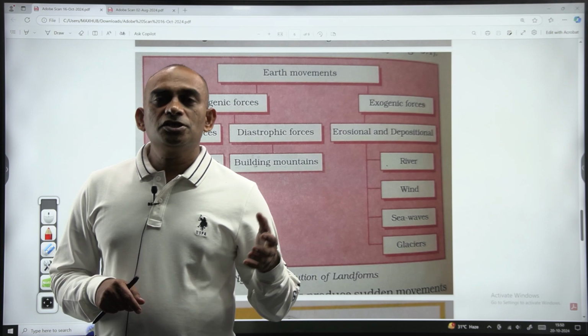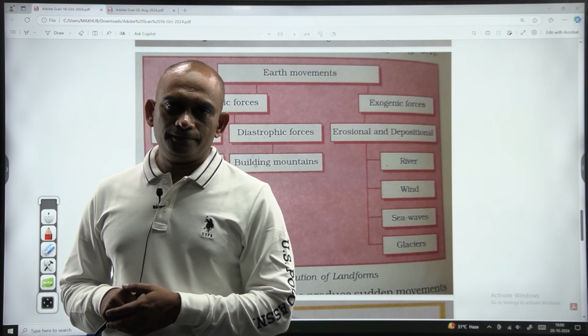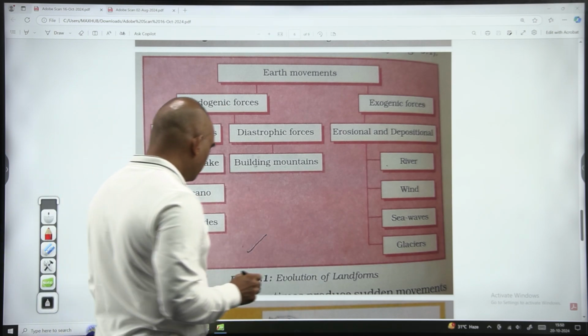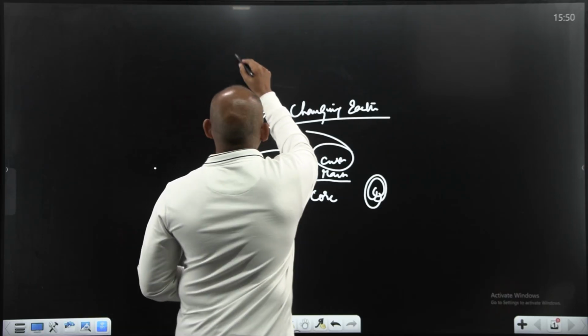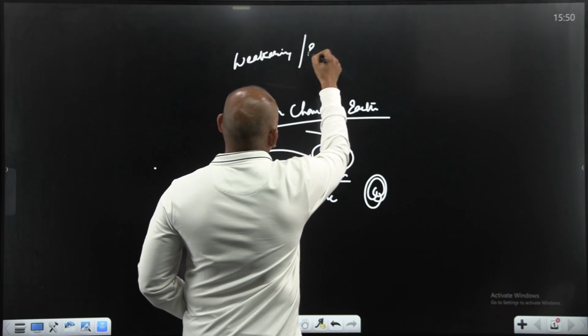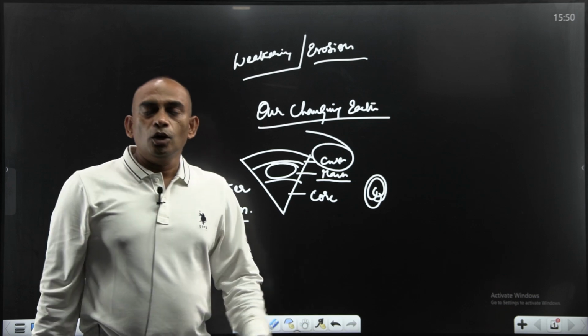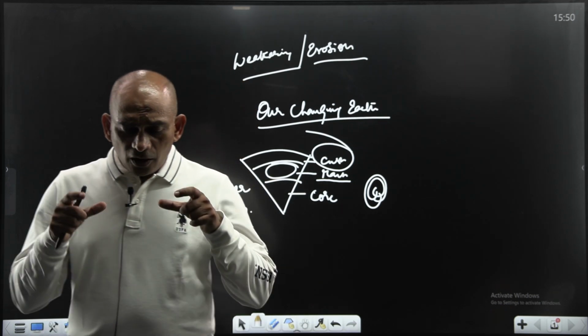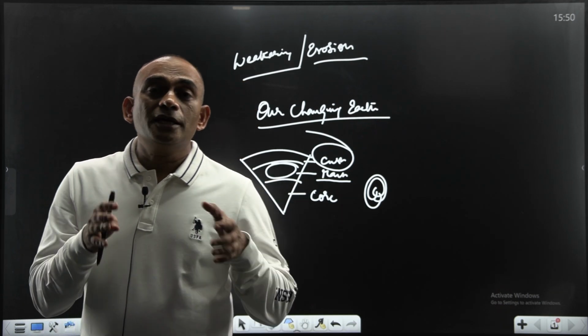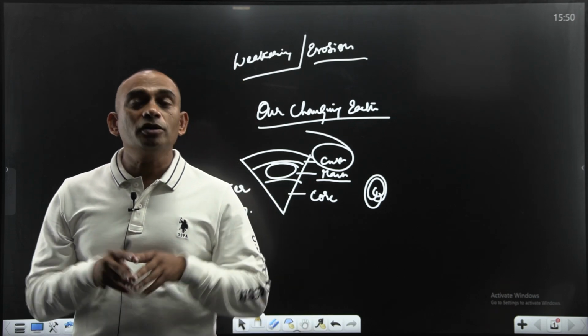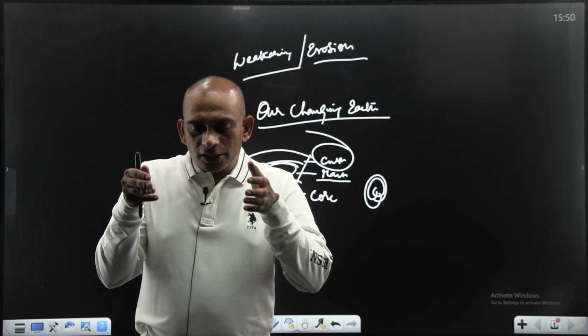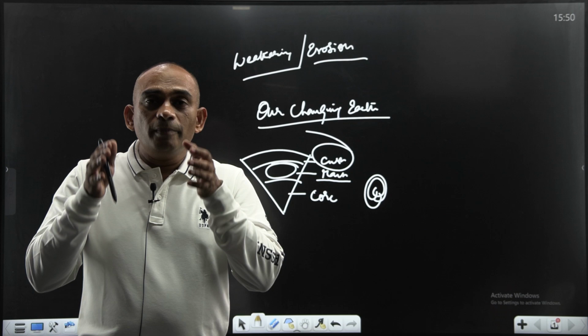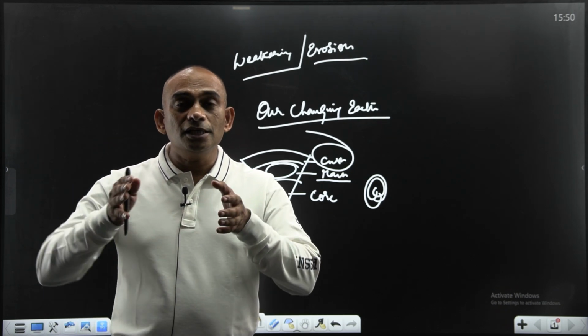These 2 processes generally wear out the landscape. Okay, there is a clear difference between weathering and erosion. Clear difference. What is weathering? Weathering is the breaking up of rocks on the earth's surface, and these broken rocks remain at the same place, that is in situ.